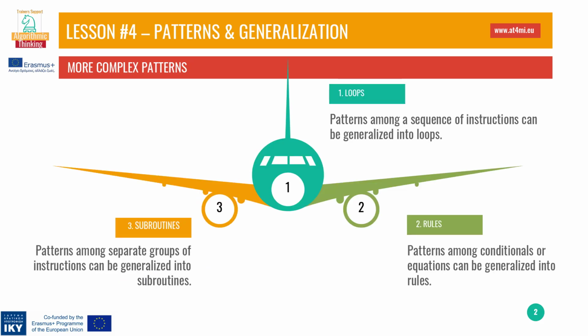More complex patterns. Looking for larger and more complex patterns requires you to expand your scope because you'll need to consider whole groups of instructions at once. It can be harder and will take some experience getting used to, but it's worth it because you can put those patterns to work in powerful ways. In brief, the guidelines for some of the more complex patterns are: 1. Patterns among a sequence of instructions can be generalized into loops. 2. Patterns among separate groups of instructions can be generalized into subroutines. 3. Patterns among conditionals or equations can be generalized into rules.